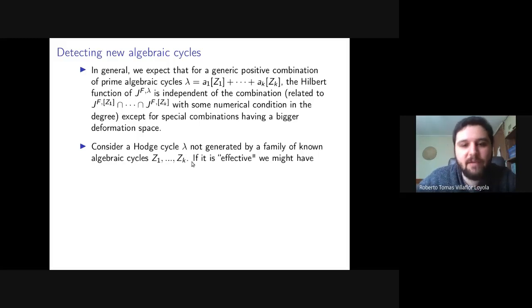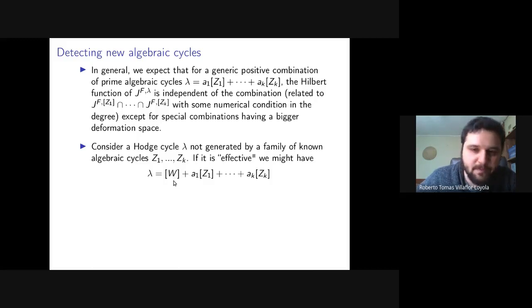So if we have a way to know that this cycle is effective, in the sense that it is a positive combination of algebraic cycles, what we might have is the following, right? The class lambda in primitive cohomology must be equal to something like this: a positive combination of the known algebraic cycles plus the class of a new algebraic cycle, right? Which might be non-reduced.